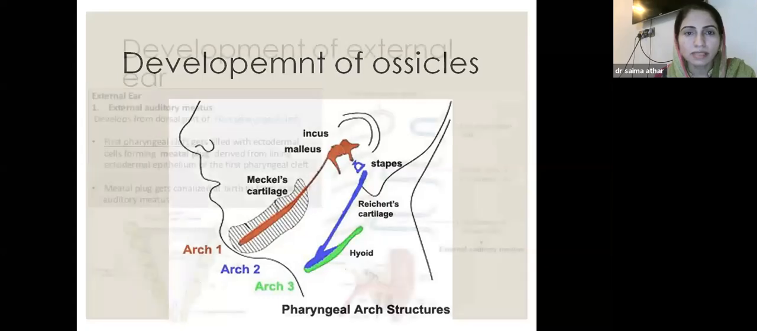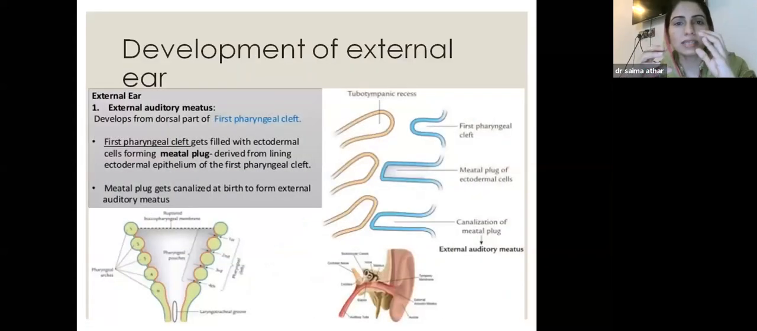After that, there is development of the external ear. There are two structures which are forming the external ear. One is the external auditory meatus, the other one is the pinna, or ear, or auricle, the external ear. So this external auditory meatus is developed from the first pharyngeal cleft. While development of pinna is separate, we'll be discussing it after a short while.